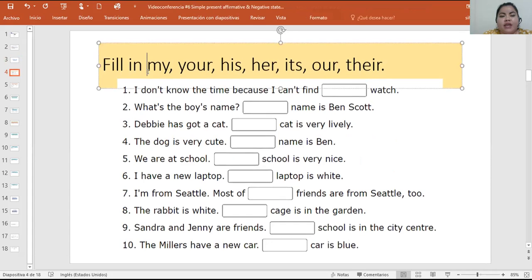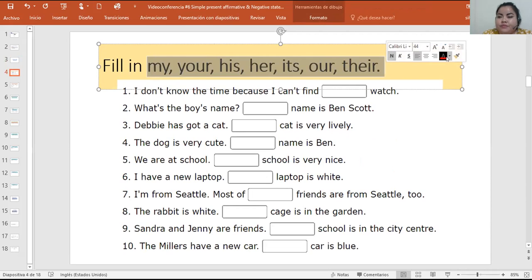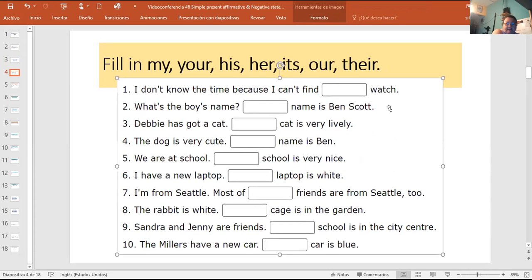¿Cómo le llamamos a estos? Cuéntenme. Ayer estuvimos trabajando. How do we call them? Possessive adjectives. Y vienen de los subject pronouns. Very good. Those are possessive adjectives. Thank you so much. So, we're going to use all of them.